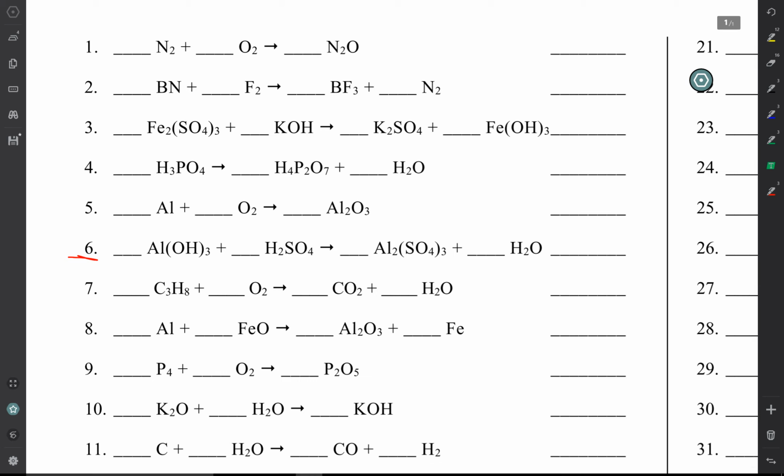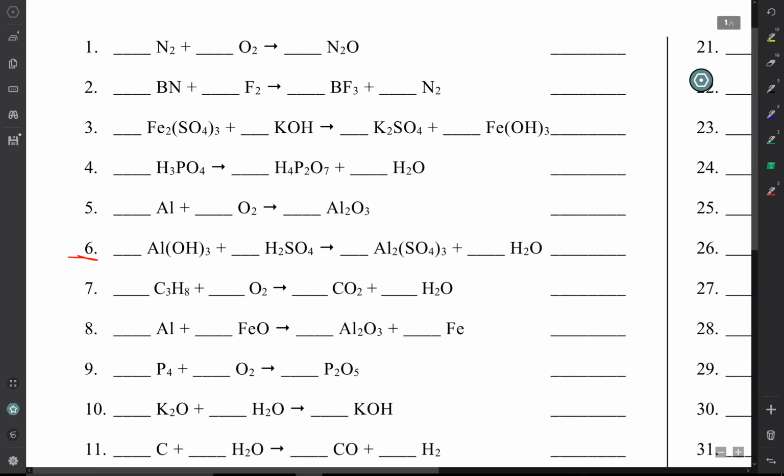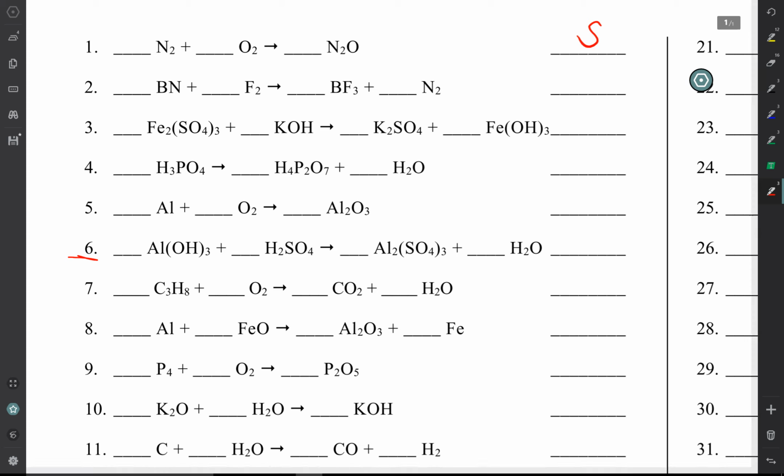If I look at number 1, I've got nitrogen plus oxygen yields dinitrogen monoxide. First thought, maybe it's a combustion reaction. Well, I see oxygen, but I don't see a hydrocarbon. The other way I could look at this is I've got 2 reactants and a single product. So that looks like a synthesis reaction. Very similar to the question we talked about at the beginning of this lesson.